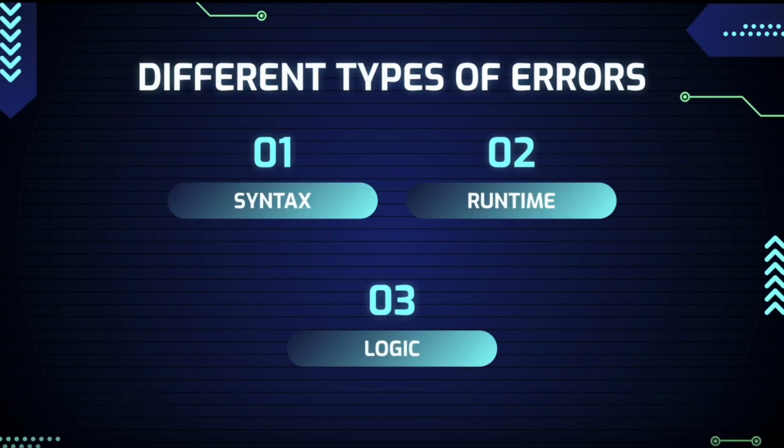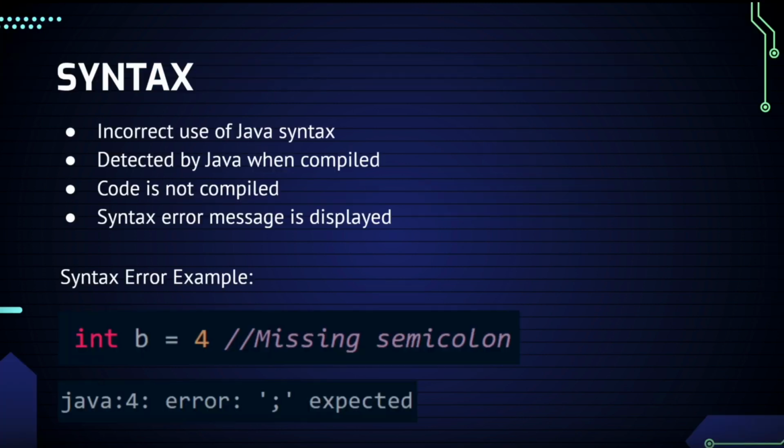There are three main types of errors in Java: syntax errors, runtime errors, and logic errors. Today we'll cover all three of these errors. The first type of error is syntax errors. Syntax errors occur when you do not use Java syntax correctly. When compiled, it is detected by the Java compiler and marked as wrong. The code is not able to be compiled when attempted, and a syntax error message is displayed.